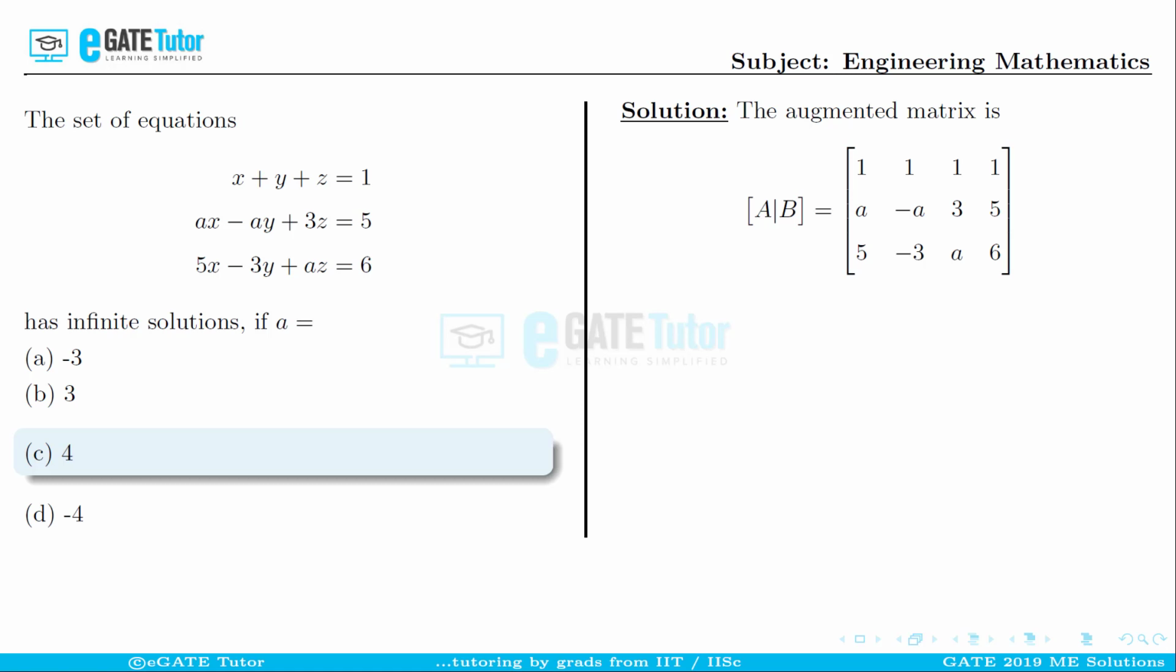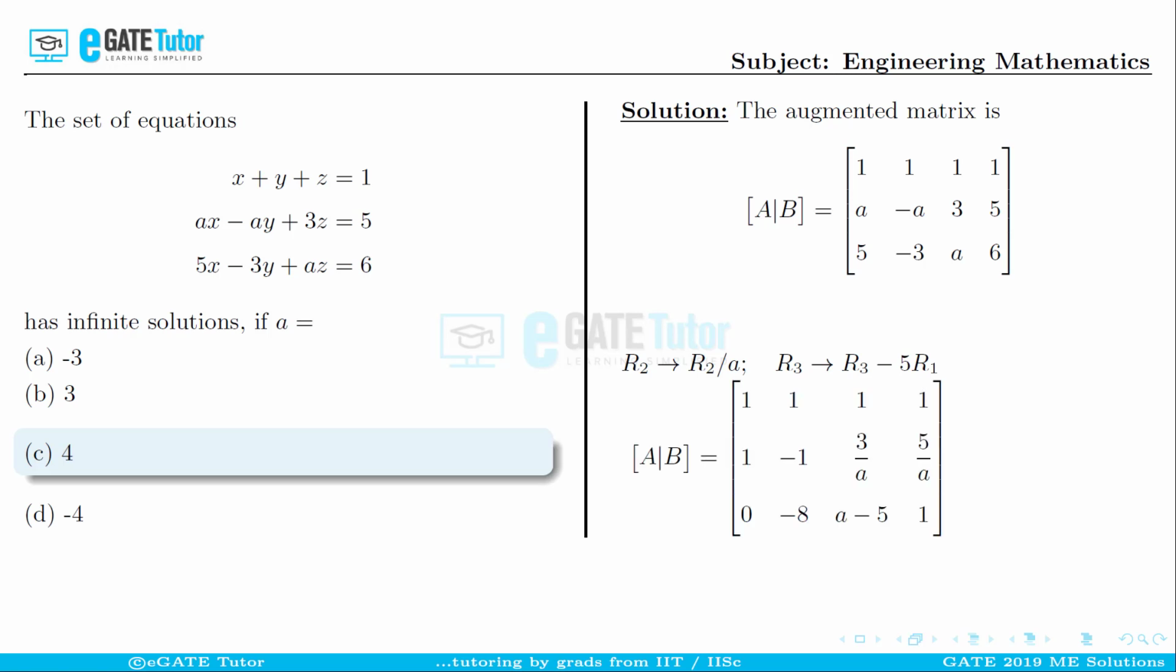Once the augmented matrix is obtained, let us perform a couple of elementary row operations in the first step. In the second row, we will divide the entire second row by a, and the second elementary operation will be on the third row, where we will subtract 5 times the first row from the third row. When we perform these two elementary row operations, we get the following matrix: 1, 1, 1, 1; 1, -1, 3/a, 5/a; 0, -8, a-5, 1.